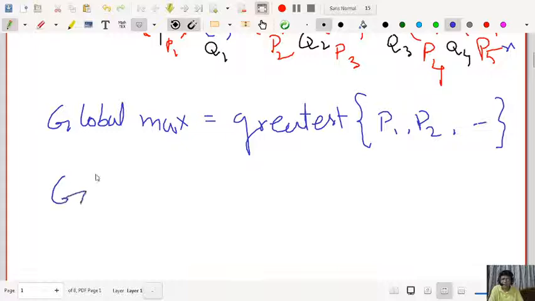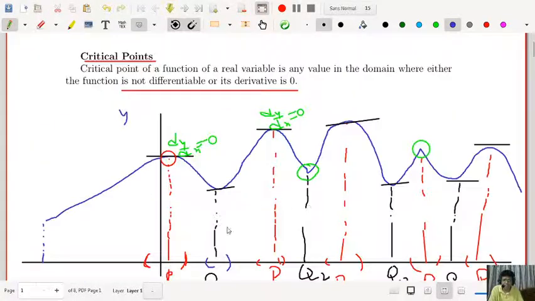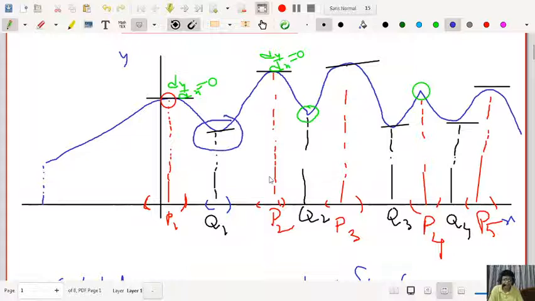And for the global minimum, you have to check the least of all, that is the functional value at Q1. Actually these are the functional values at P1, P2, and the functional values at Q1, Q2, etc. So you have to consider the least. You look at that, Q1 is the least of all the values. Maybe it is very close, but Q1 is the least. So this is your global minimum. So that is the concept of local maxima and local minima from the graphical point of view. And you know how to check analytically.